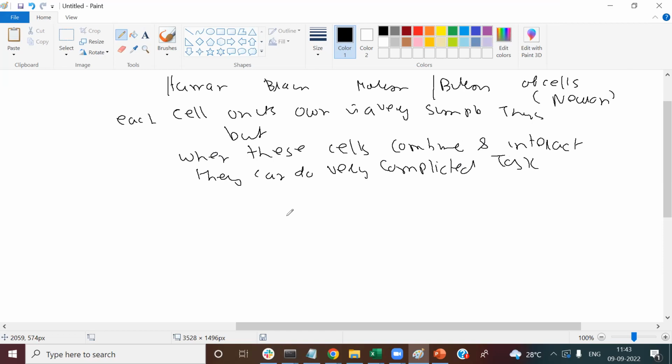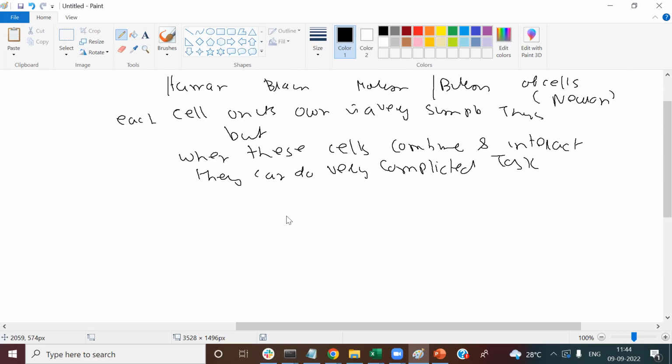Probably you can search how many cells an average human brain has, or what percentage of the brain a human being uses. All that information you can easily get from the net. Each cell on its own is very simple. It cannot do a very complicated task. But when these cells interact with each other, when they pass information from one cell to another cell, then this brain can do very complicated tasks.